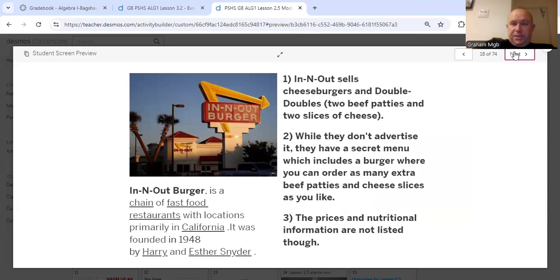So In-N-Out Burger sells cheeseburgers and double patties. So that's when you have the bun, beef patty, cheese, beef patty, cheese. So basically, you have beef patty and cheese 2 times. And while they don't advertise it, they have a secret menu which includes a burger where you can order as many extra beef patties and cheese slices as you like. The prices and nutritional information are not listed though, because as it says up here, it's secret.